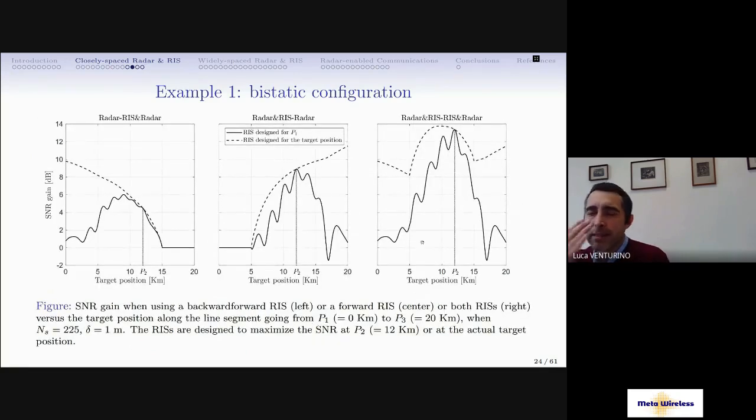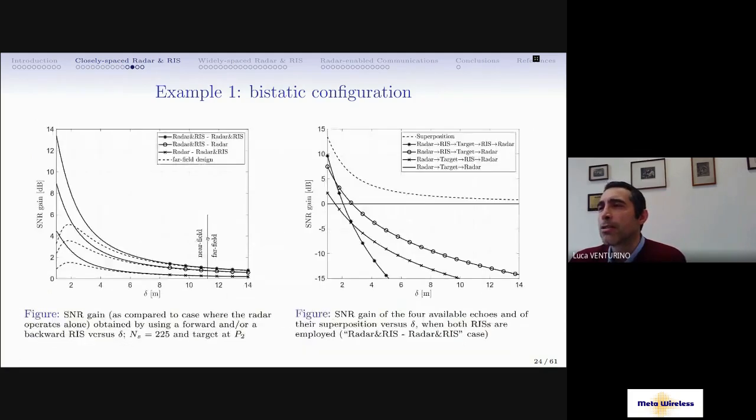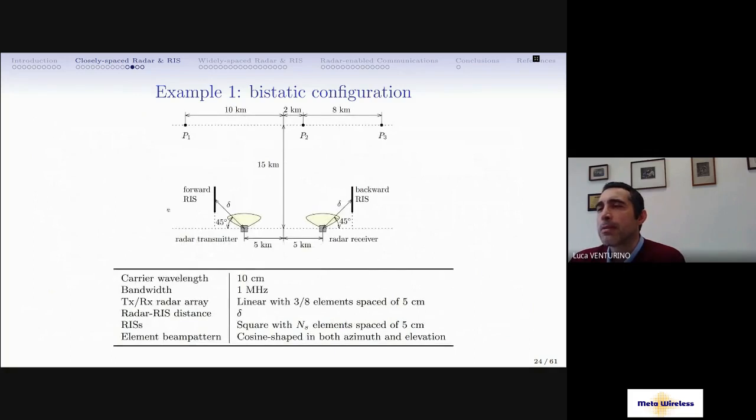Okay, this is another figure where we try to move the position of the target. So let me go back to the system configuration here. So assume that a target moves from point P1, which is here, along this line up to point P3. Overall, we have a segment spanning 20 kilometers.